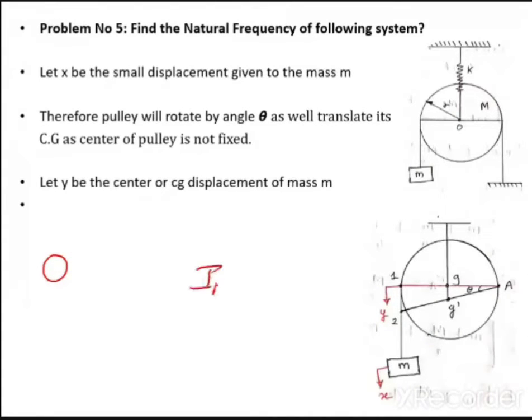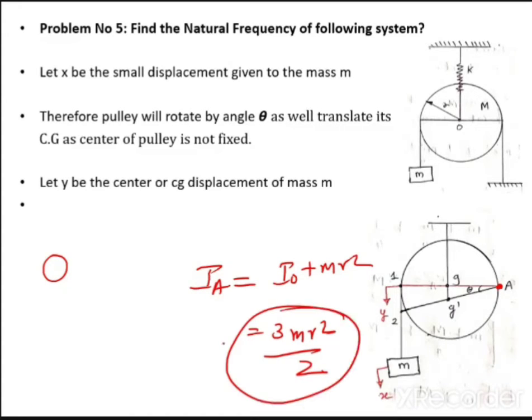You have to find out IA. IA means what? A about the point O. So what is IA? IO plus mr square. So that will be equal to 3 mr square by 2. Again remember that, because you have to find this I, mass moment of inertia about point O is mr square by 2. Right? Is it clear? Okay.